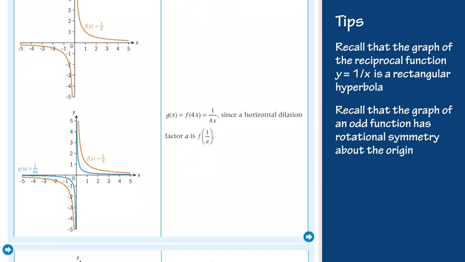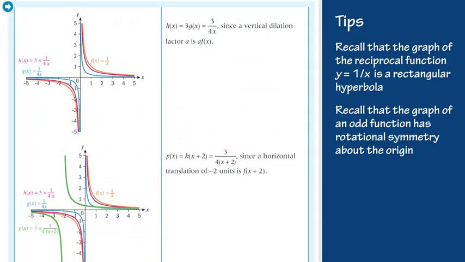Next, you are asked to transform this graph by a vertical stretch of factor 3. The function h, whose graph is the red line, is therefore 3 multiplied by the function g, h of x equals 3 multiplied by g of x equals 3 divided by 4x.